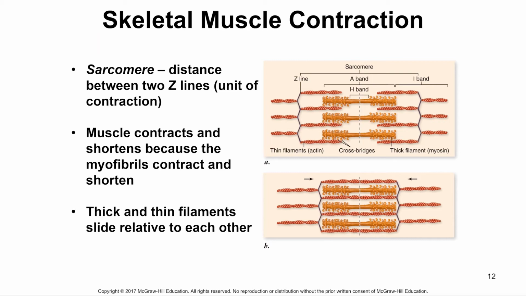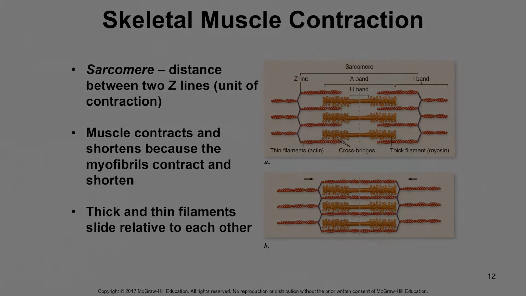Now, the sarcomere consists of thin and thick filaments, and during a contraction, what takes place is those thin and thick filaments slide in opposite directions, which shortens the muscle cell. As this happens in various regions of the muscle in different muscle fibers, it shortens the muscle, causing a contraction.